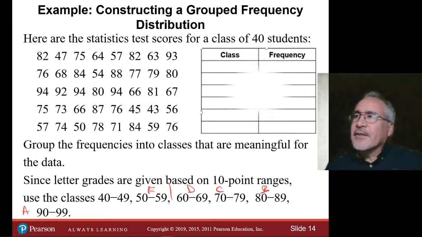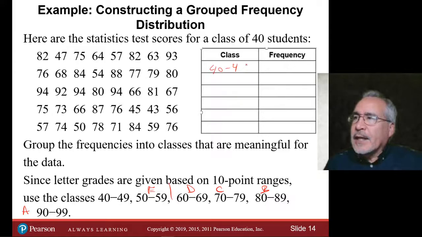So here's what we want to do: we want to make a class. So the class will be 40 to 49. And then how do we get the frequency? Well, we just come through here. Here's a 47, so we put a marker. And we go down, down, down, and we just look through. It's kind of tedious, but there's a 45, and there's a 43. Hey, it's all in a row. I don't see any other 40s, so we'll say there's 3 there.